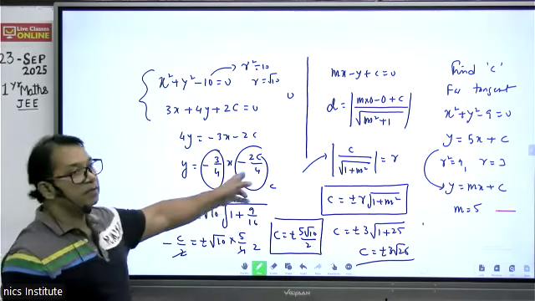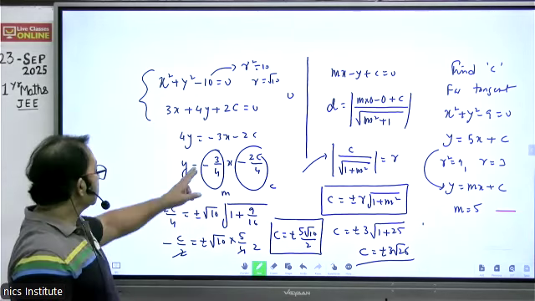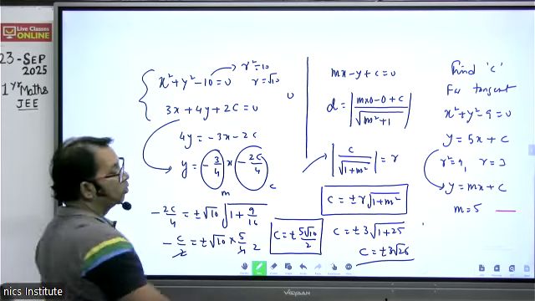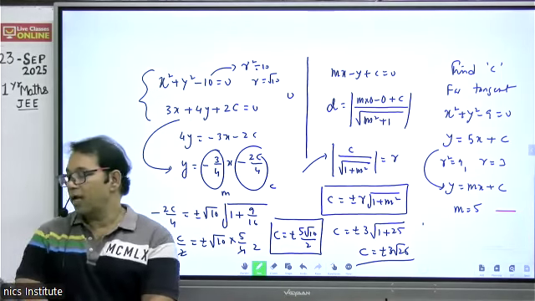The c here is not c, it is minus c by 2. m is minus 3 by 4. The line you need to convert into slope intercept form, y is equal to mx plus c.